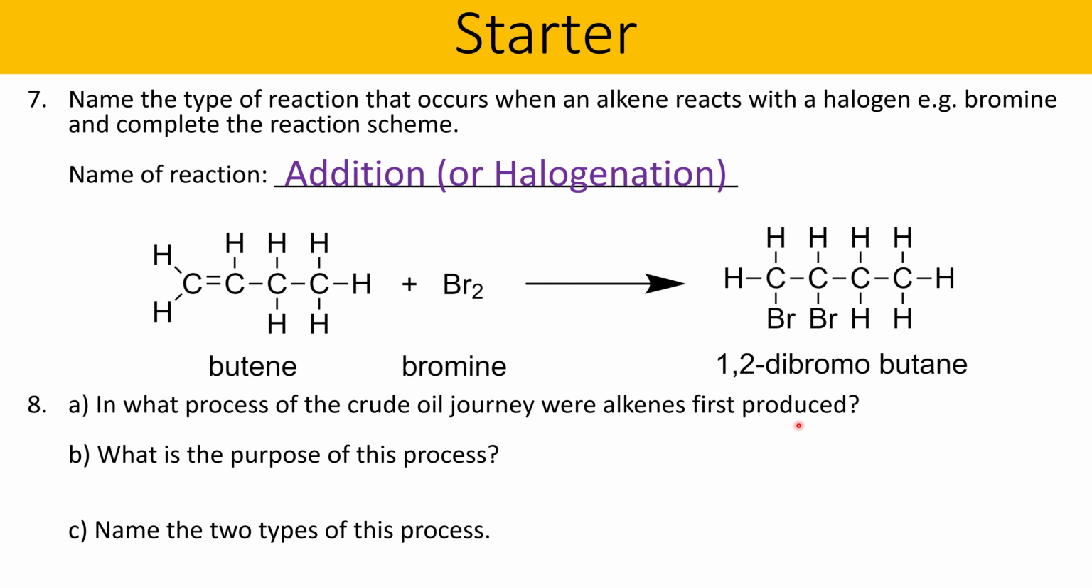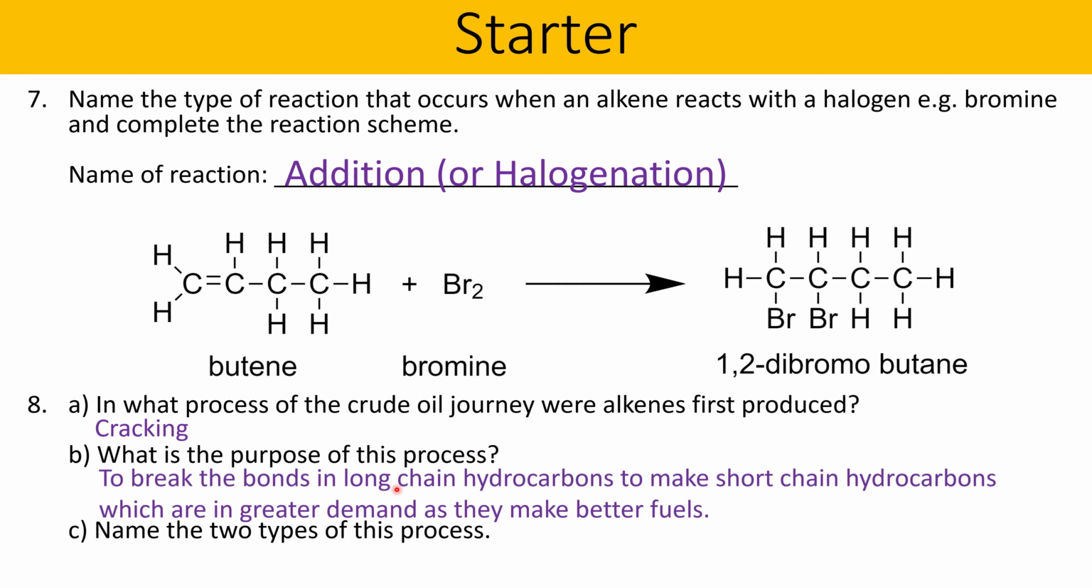There are many alkenes that occur naturally, but a lot of the alkenes that we use as feedstock for the chemical industry are actually the result of cracking. The purpose of cracking, as I just described, was to convert the long chain hydrocarbons by breaking their bonds to make those short chain hydrocarbons. And remember that short chain hydrocarbons were mainly in greater demand as they make better fuels. But a lot of short chains such as alkenes that are made are not used as fuels. They're used as feedstock, which are then used to produce different chemicals for the chemical industry. The 2 types of this process, that process being cracking, are steam cracking and catalytic cracking.